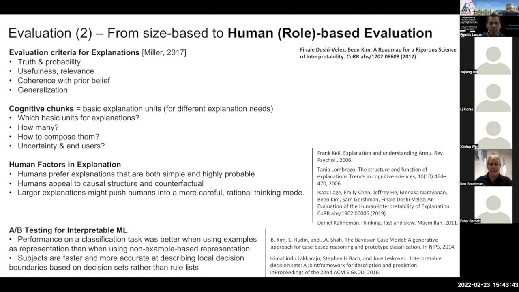And here I listed a different set of work done by very excellent researchers in the field. I strongly encourage, if you're interested in the human dimension, the human factor in explanation, we learn a lot. If you look at the human factors in explanations, humans prefer explanations that are both simple and highly probable. So they prefer causal structure and counterfactuals.